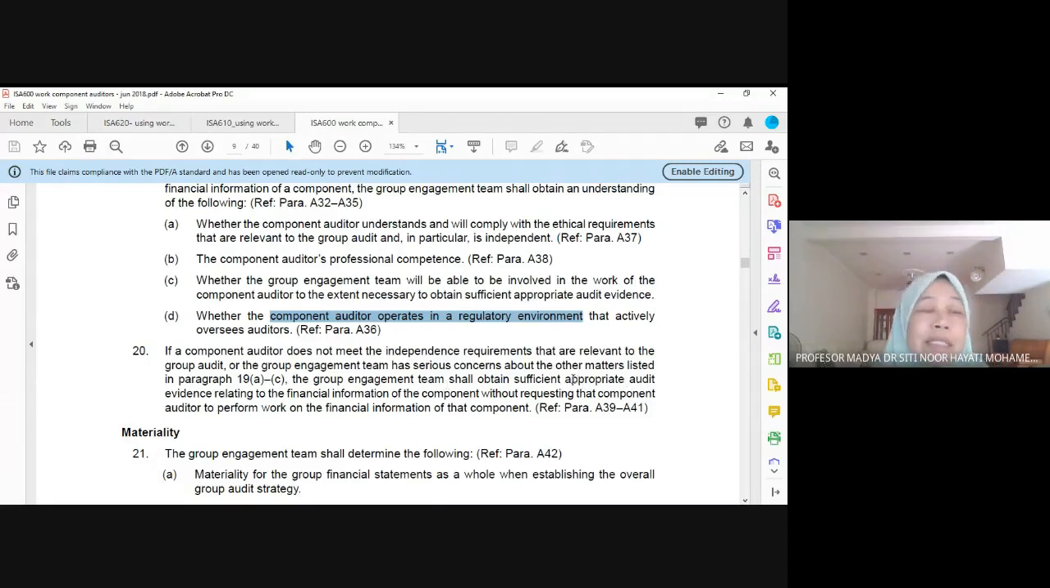So that means if, let's say, the group auditor cannot rely on the work used by the component auditor, the group auditor has to carry out the audit work themselves, in order to get the evidence that they can use to form the group audit opinion. As simple as that. That is actually the major concern, the major concern.